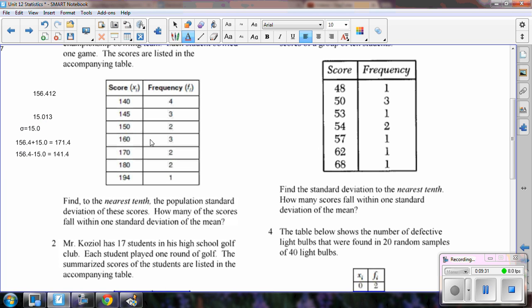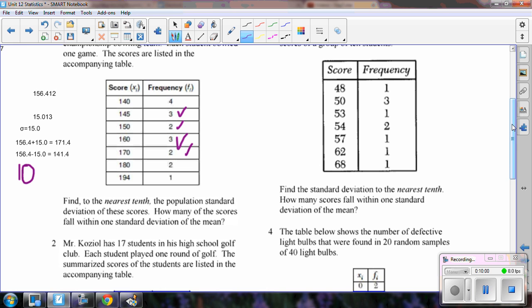So now we're looking for how many scores are within. So if we look, 145, 150s, 160s, and 170s are all within that range. But we're not just counting these scores, we're counting their frequency. So we have 3 plus 2 plus 3 plus 2, so that's going to mean 10. Okay, so when you're doing these, make sure you're looking at the frequency column to get the total and not just looking at the scores.